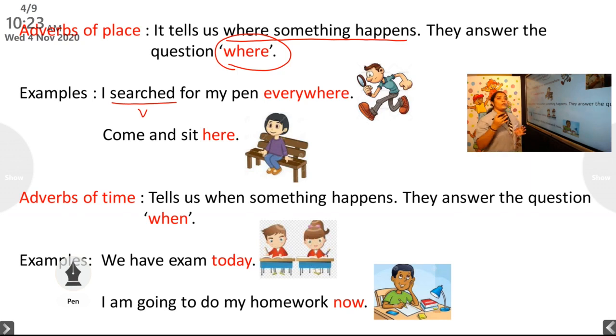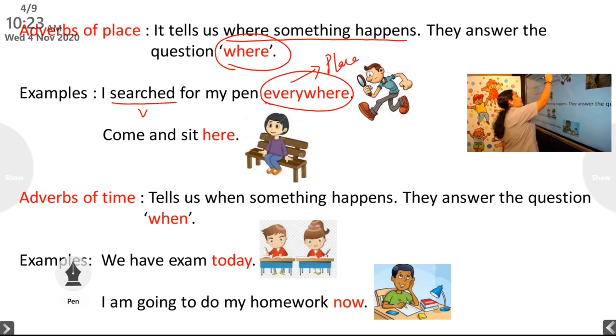If you ask the question, how did you search for your pen? You will not get any answer. Will you get any answer? No. Then you have to find out the adverb of place. You have to ask the question, where? Where did you search for your pen? And you will get the answer, everywhere. I searched everywhere. So this is the adverb of place.